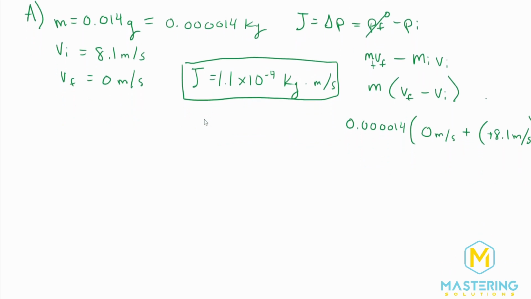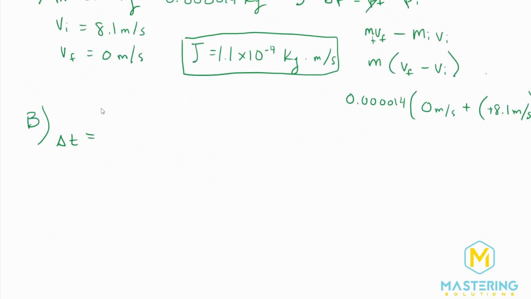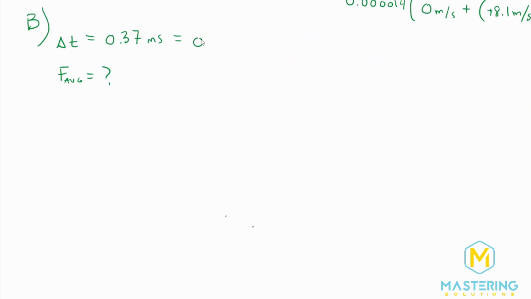So now let's give us a little bit more room down here. And they tell us that the change in time for part B is 0.37 milliseconds. So when we move the decimal place over, we get 0.00037. Make sure I did that correctly. We have 1, 2, 3. So that is seconds, and we can write that in scientific notation as 3.7 times 10 to the negative 4 seconds.